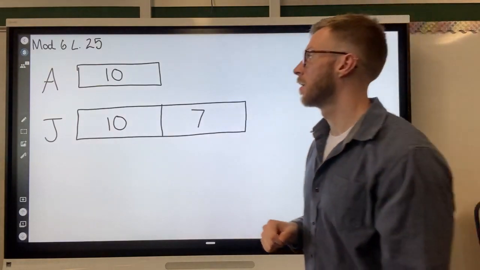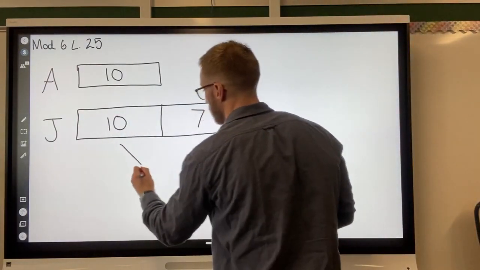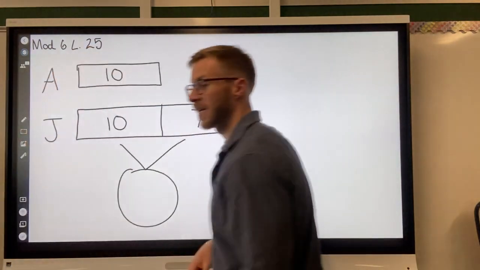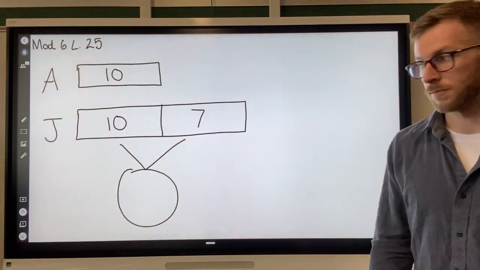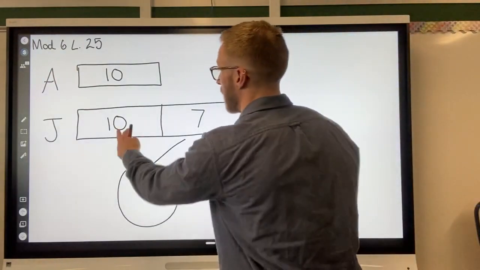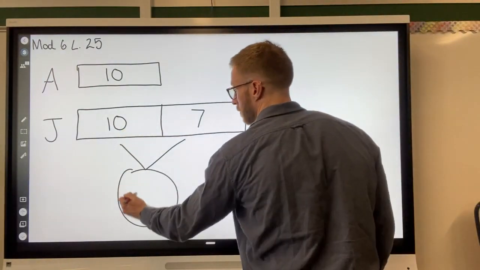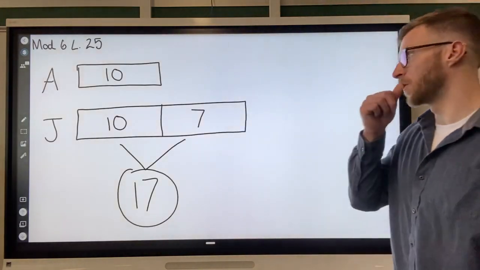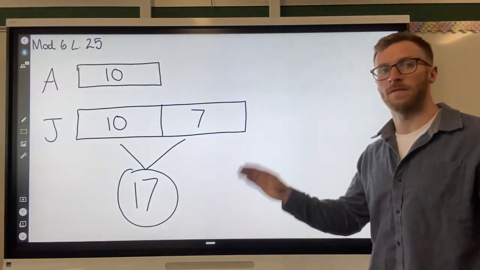Okay? Now we have 10 plus 7, because the question asked, how many fireflies did Julio catch? Well, 10 plus 7, we all know, is 17. So Julio caught 17 fireflies.